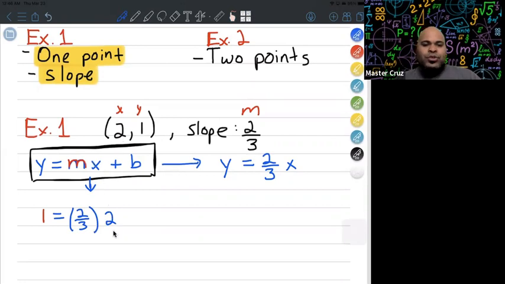So I'm going to multiply this times 2. Okay, so x is 2. You could put it in a parenthesis as well if you like. And this is going to be plus b. I do not know what b is. So now I have to solve for b. I have to simplify this and solve for b.